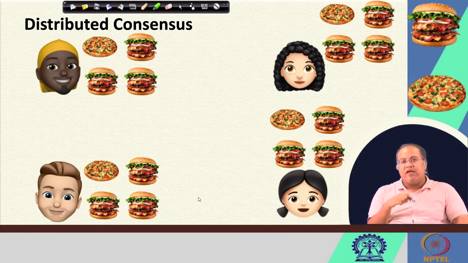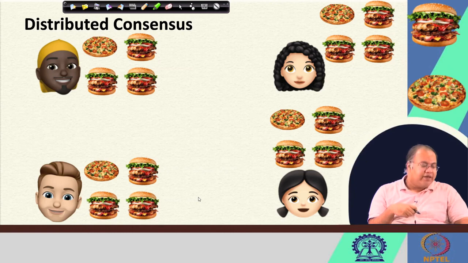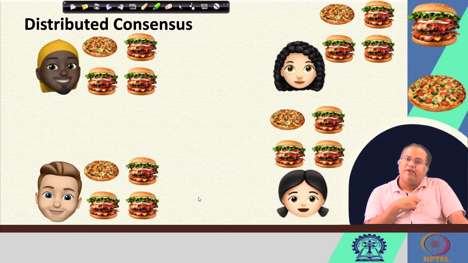That way you will have a collection of choices, and everyone can find out from there what the majority is, whether the majority is looking for burger or for pizza. Accordingly, you can decide that, well, let us go for burger or let us go for pizza. So, this way in a distributed setup you can actually decide what to do.